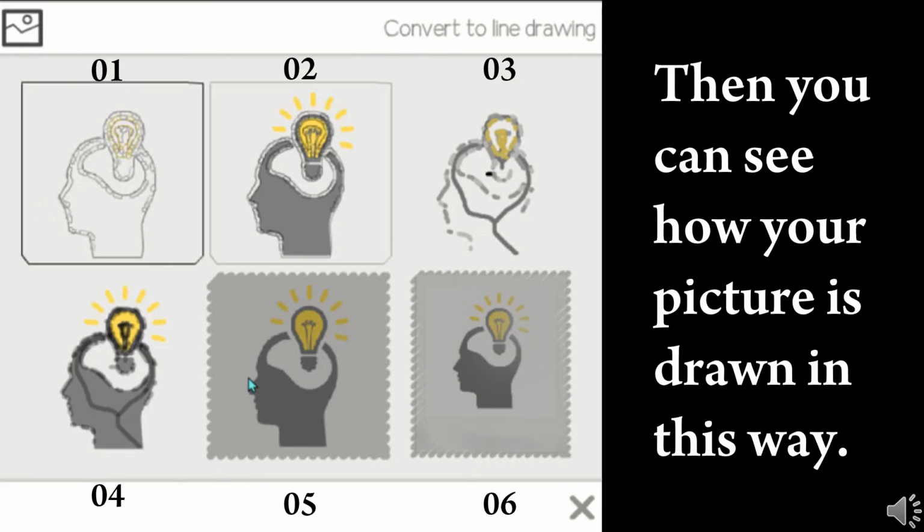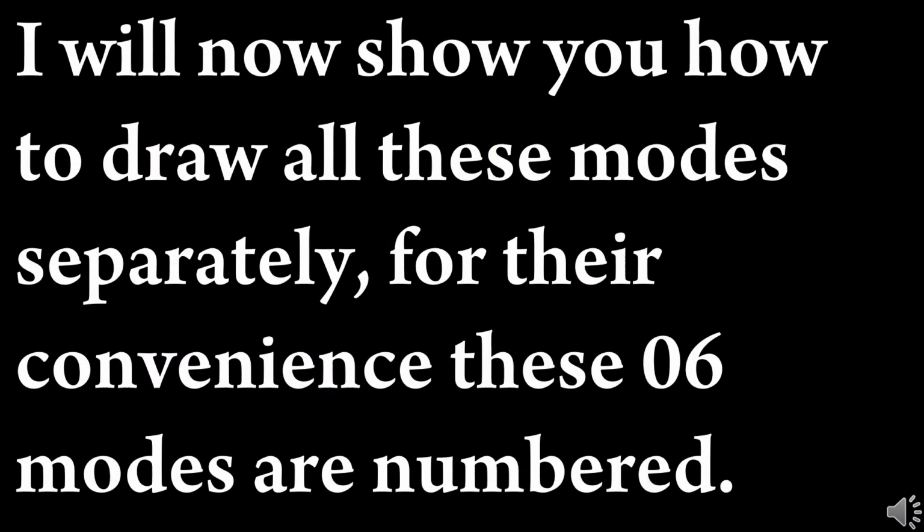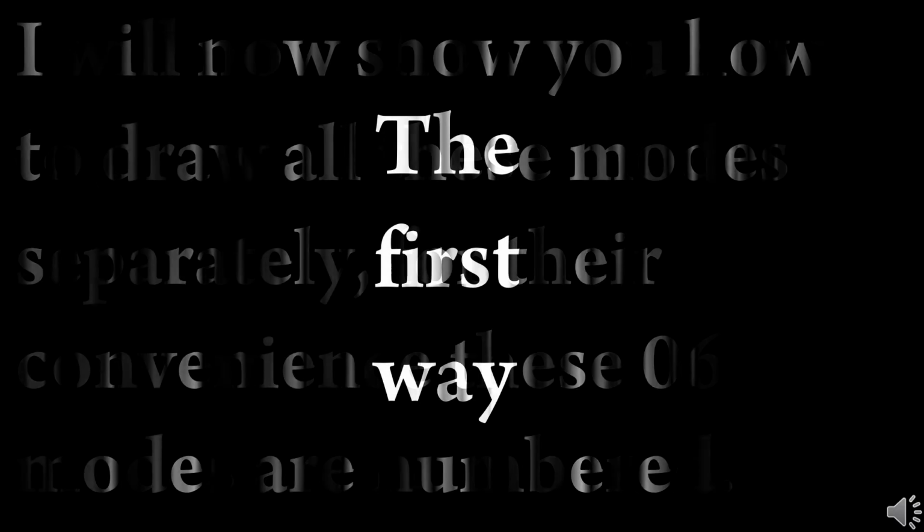Then you can see how your picture is drawn in this way. I will now show you how to draw all these modes separately. For their convenience, these 06 modes are numbered. The first way.